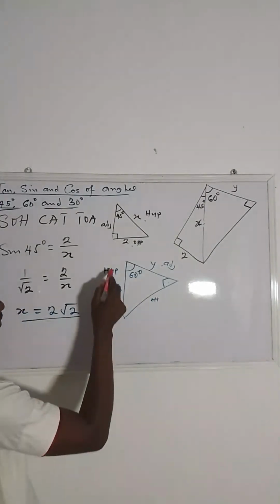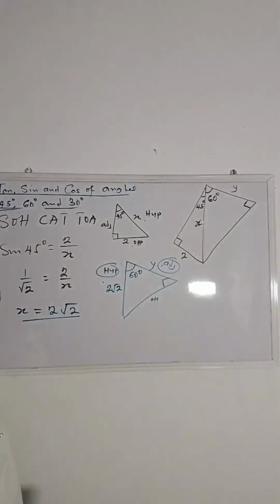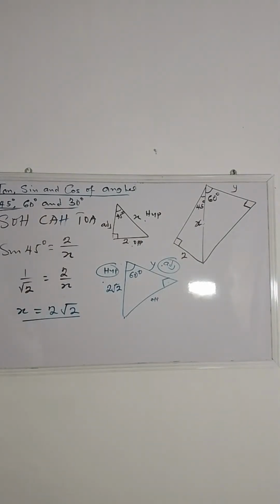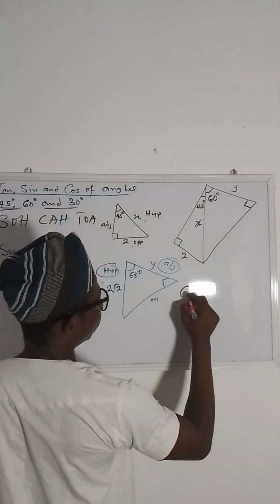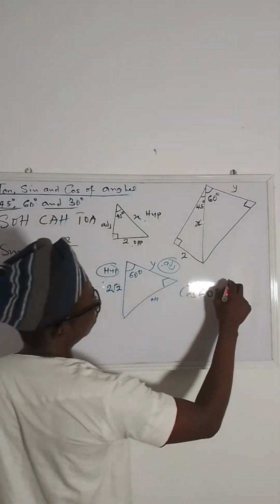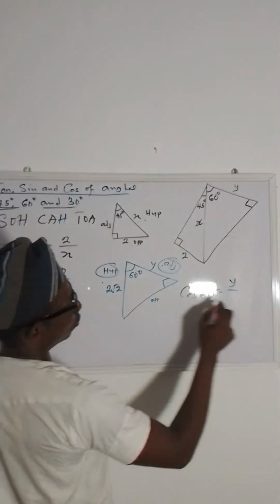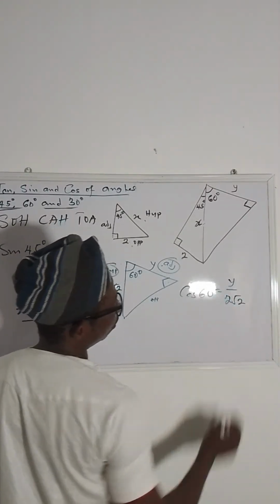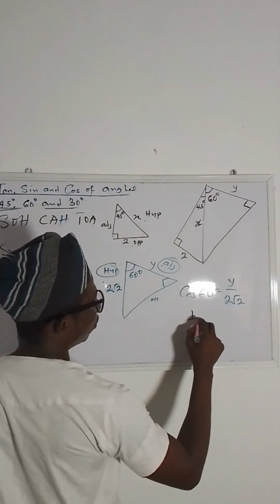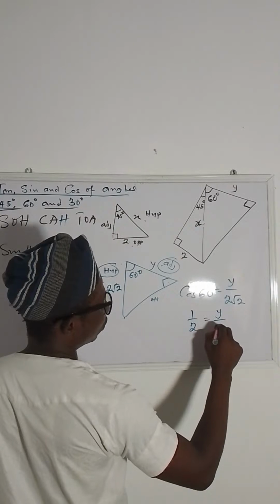Okay, so I'm connecting this and this together. That is adjacent and hypotenuse. I'll be making use of cos. Oh, sorry. This is H. All right, so sorry for that. So it's going to be cos equals adjacent over hypotenuse. Okay, so we have cos 60 equals adjacent, what's the adjacent? y over the hypotenuse, and that is 2 square root of 2. Don't forget cos 60 is 1 over 2. We have 1 over 2 equals y over 2 square root of 2.